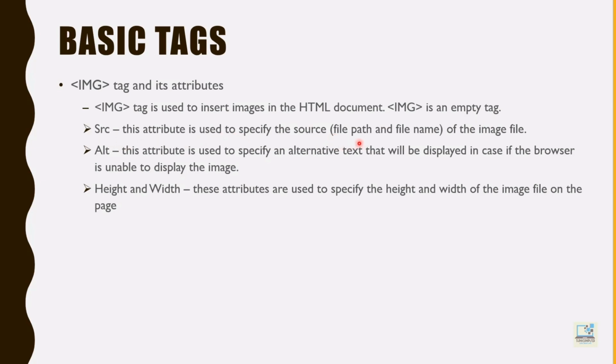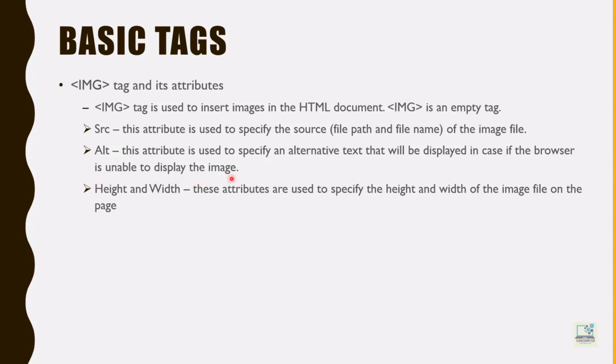If the image file is in the same folder or directory in which the HTML program is stored, then you do not have to specify the file path, only the file name to be given. ALT: this attribute is used to specify an alternative text that will be displayed in case the browser is unable to display the image.